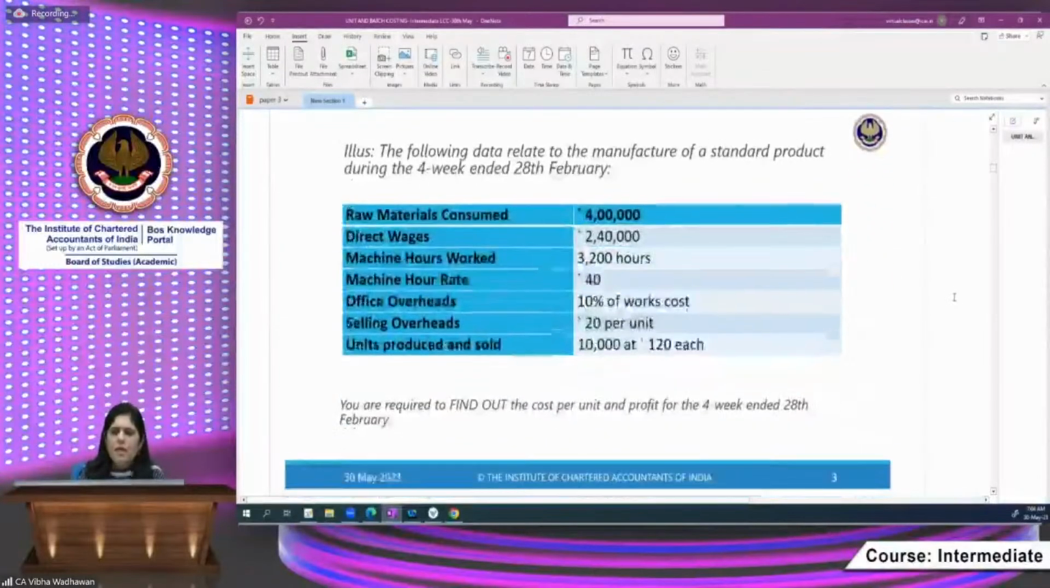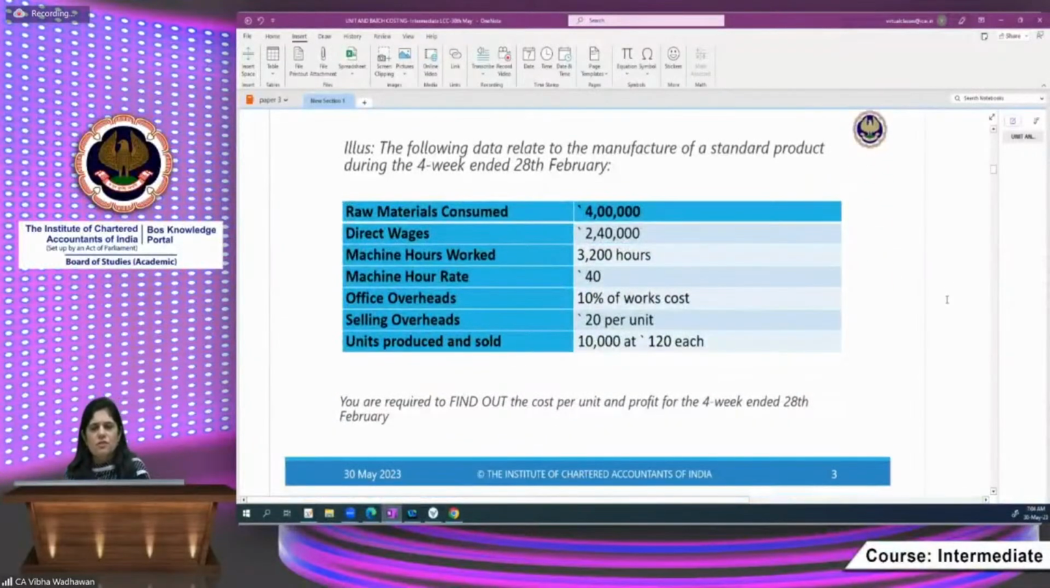Moving further. So we have this illustration. We have a lot of illustrations today. See, unit and batch costing is not a separate concept as such. It is one method of costing. So you have to apply the concept. Unit and batch costing is a very good way to apply the concepts which you have learned so far. So element-wise you have to apply how we calculate the cost per unit. Here we know how we accumulate the cost since we have done material, labor, overheads, and cost sheet.